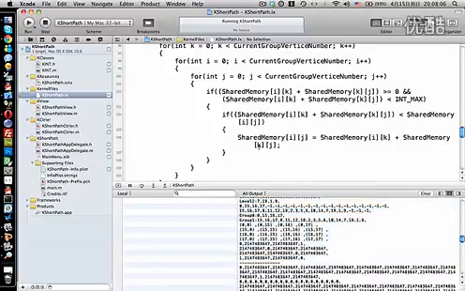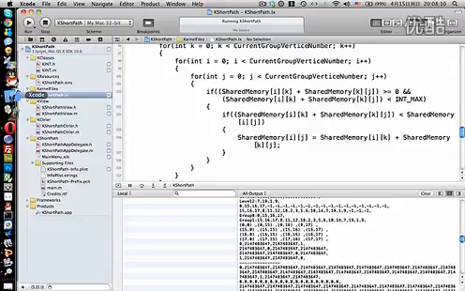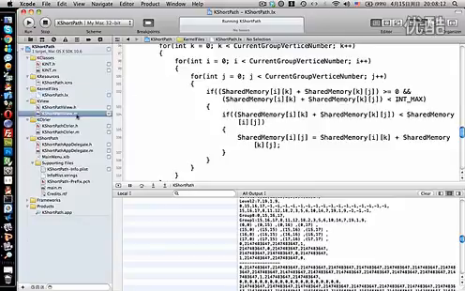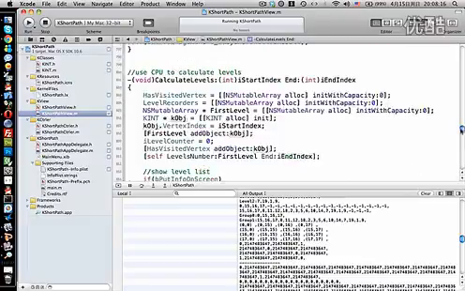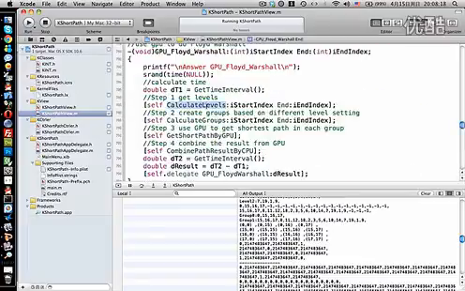But now there are still some tricky things. I finish. Okay, let's go back to here. This is calculate level. Okay, now I can correctly calculate the levels, and now I can correctly calculate the groups.